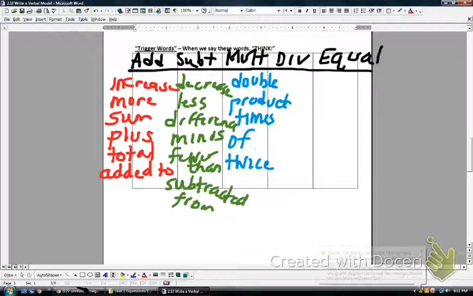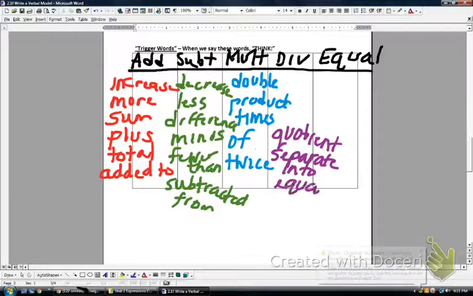Some words that mean to divide are quotient, separate into equal parts, which is really what you're doing when you divide. And then equals, when you hear the word is, that means you're going to set that first part of the sentence equal to something else. So these are all words that when you hear, see, or read them, you should think those different operations.